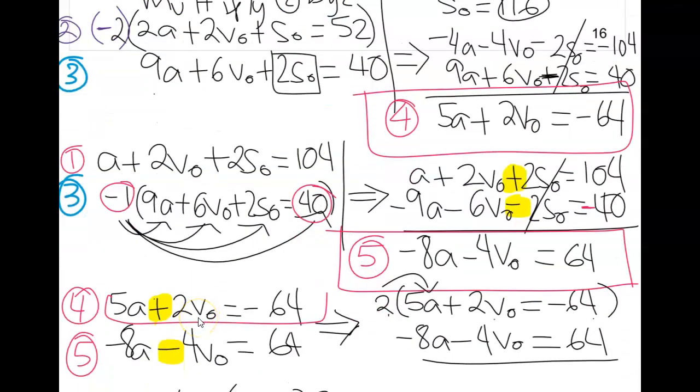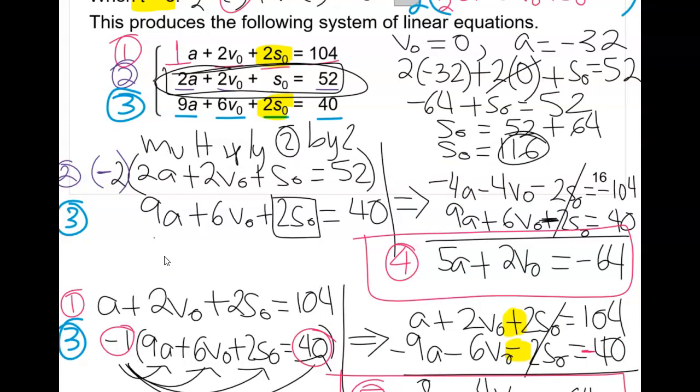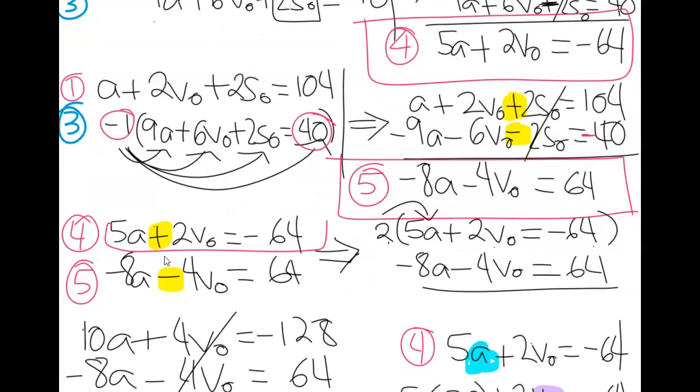So let's see. And we're trying to cancel out the same. So negative, negative, negative. So we got negative here, cancel that, positive 64. Then we took equation 4, which is here. Then we took equation 5, which is here.